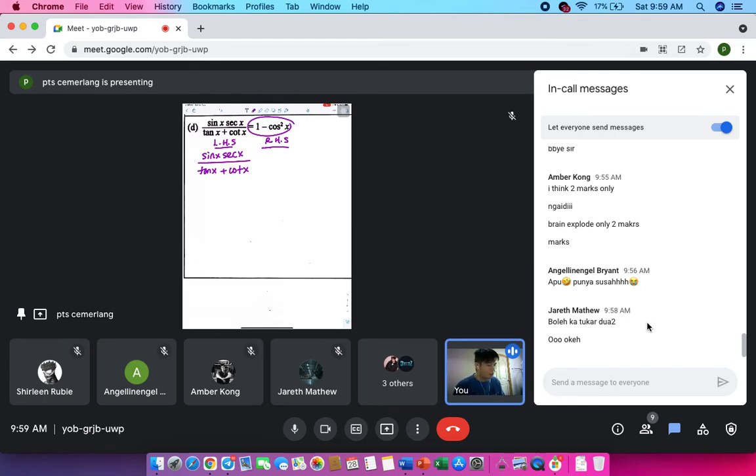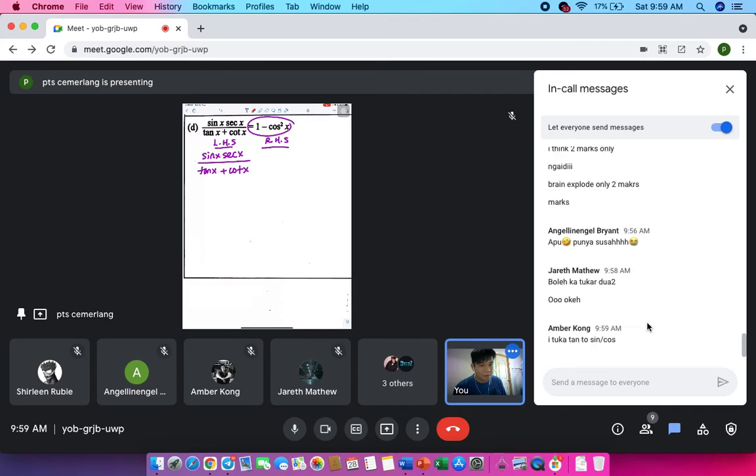Okay, anyone got the idea already? Siapa nak tukar sekarang? Which term that you want to change? Anyone? The first term. I try to follow you. Kalau dia memang boleh dapat jawapan dia, I follow you. Tangent to sine over cos. Okay, good. Cotangent tak mau tukar? Tukar tangent to sine over cos. Cotangent mau tukar kah?